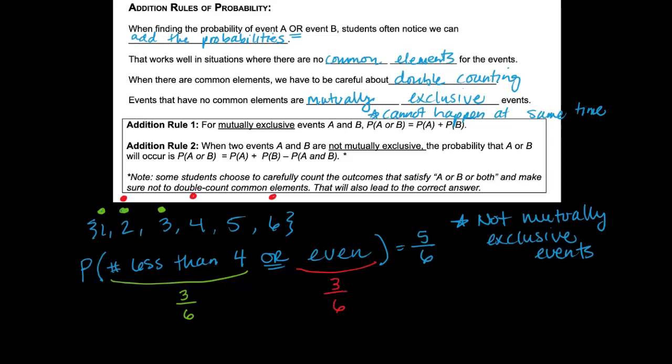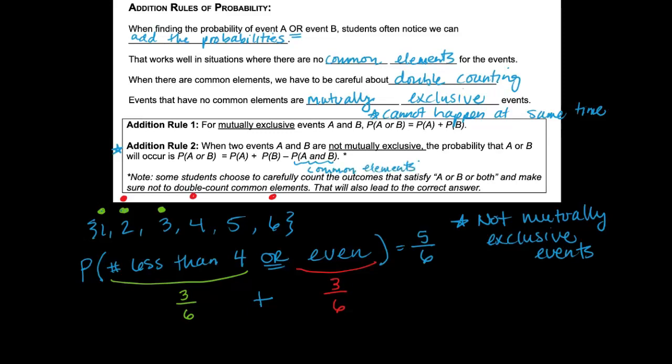Now, if I just use the addition rule that I used with the last example and I added these together, I would get too much because 3/6 plus 3/6 is not equal to 5/6. It's equal to 6/6. That doesn't work. And so in this situation where you have not mutually exclusive events, you need to use what we call addition rule 2, where it's very similar to the first one. You're going to add the probabilities together, but then you're going to subtract any common element. So probability of A and B, this just stands for common elements between the two.